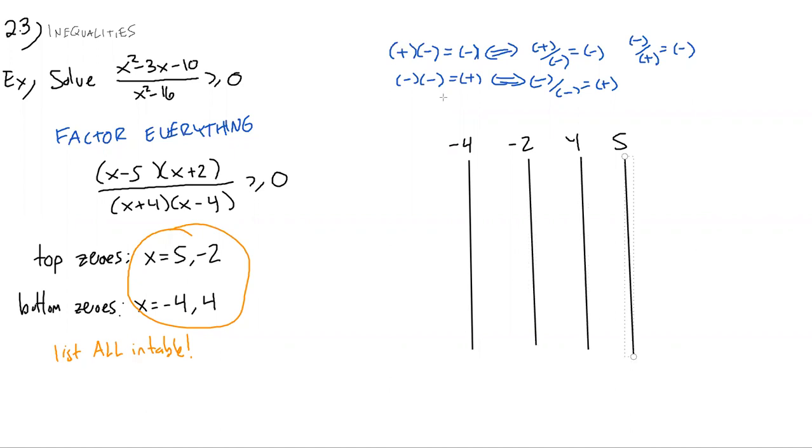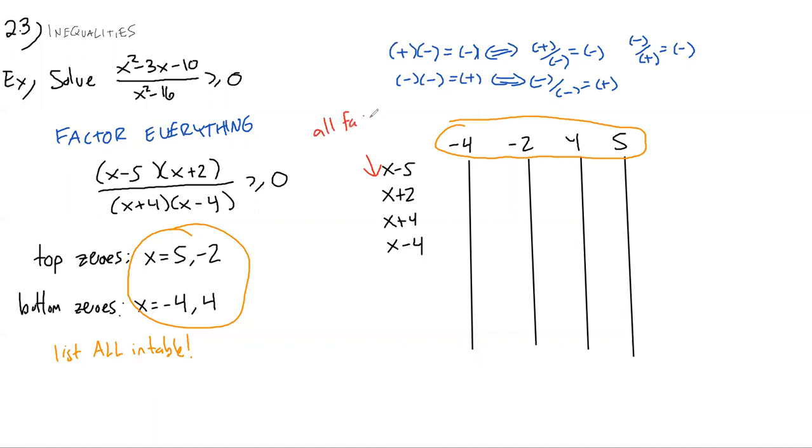And I'm going to list out all of the factors, including multiplicity. I don't have any multiplicity on any of these factors, so I don't have to worry about it. They're all to the power of 1. So I can just write them all out. All right, so I've got all of my zeros, top and bottom. I've got all factors, top and bottom. And again, if there were multiplicity, I would need it.